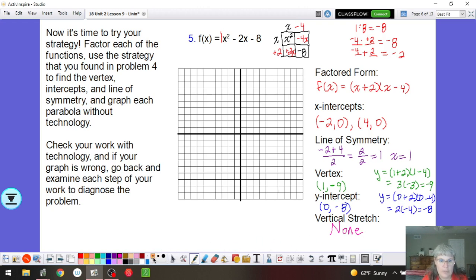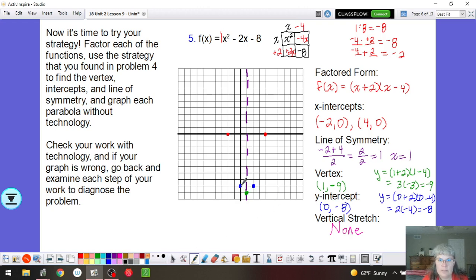So let's plot the points for our graph, starting with the x-intercepts. Negative 2, 0, positive 4, 0. The line of symmetry we identified as being at x equals 1. We identified the vertex as being located at 1, negative 9. We identified the y-intercept as being 0, negative 8, and because parabolas are symmetrical, I know I will have one at 2, negative 8, a point as well, that is.